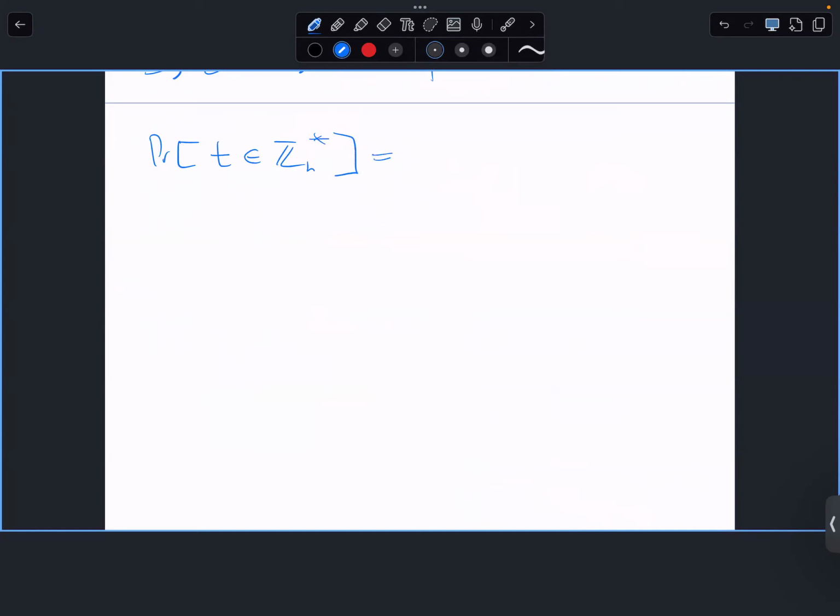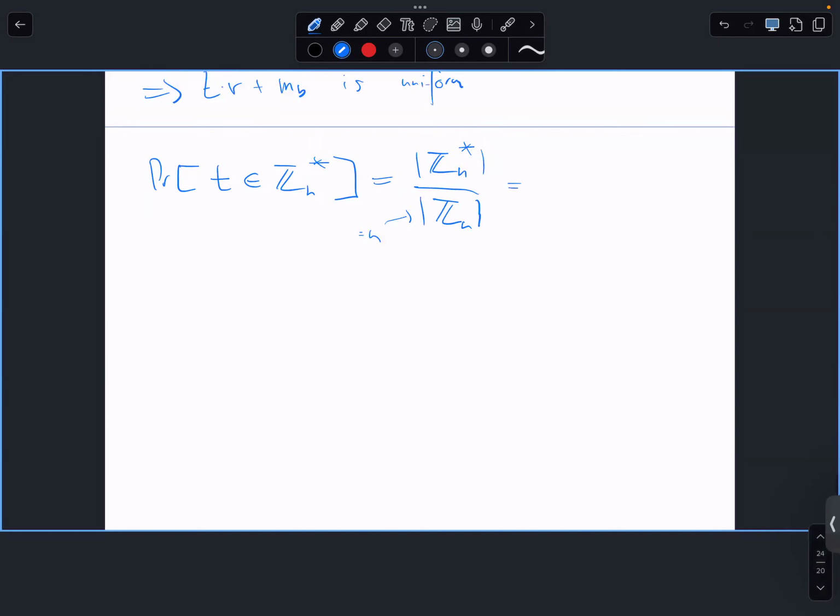This is obviously, right? T is chosen uniformly at random. Size of Zn star divided by the size of Zn, but this lower thing is just n, right? So we divide by n. So what's the size of Zn star? Yes? It's phi of n. This is phi of n divided by n.